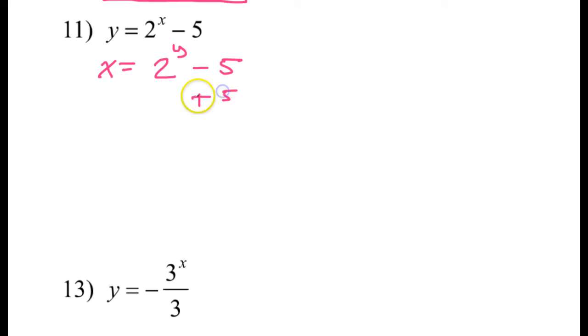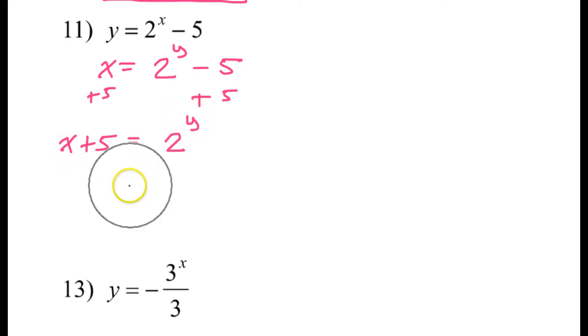Next we would add 5 to both sides, because now we're solving for y. So that will give us x plus 5 is equal to 2 to the y power. So to get y by itself, we need to change the form to log form. So focus on the base. We will start with that. So log base 2.